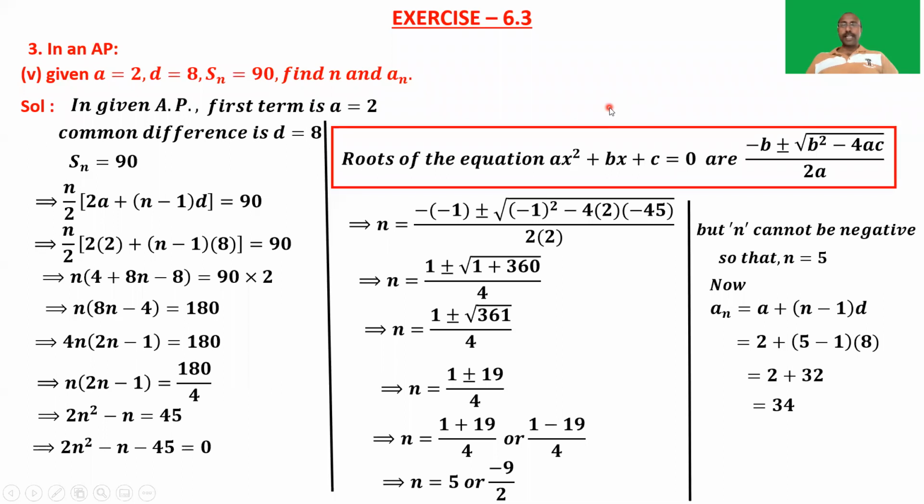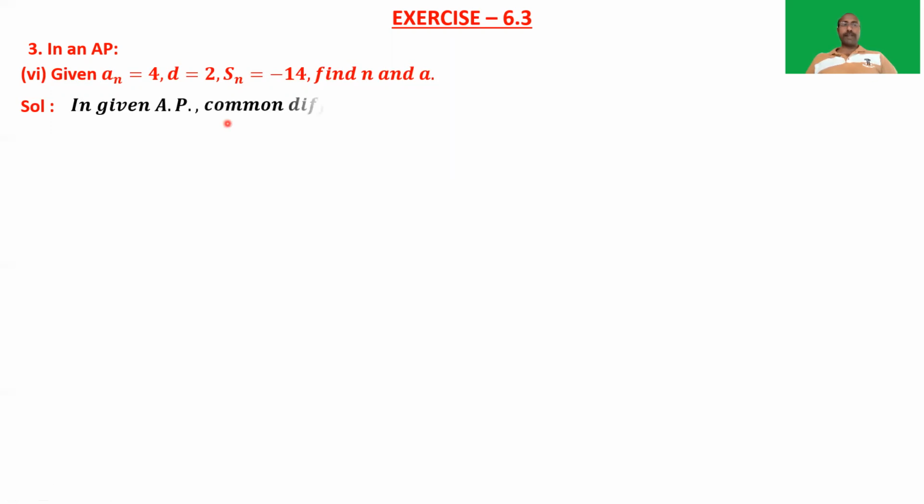So let us take the next problem. That is sixth one. Given an is equal to 4, d is equal to 2, Sn is equal to minus 14, find n and a. This is the question. Here nth term of the progression is given, an is equal to 4, common difference d is given as 2, and sum of n terms is minus 14, and we need to find the value of n and the first term a.